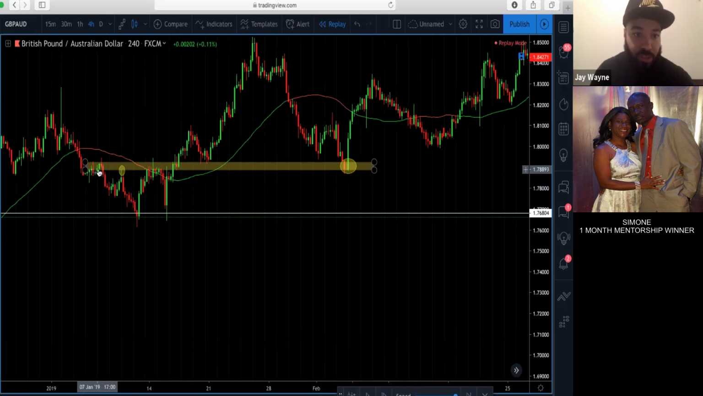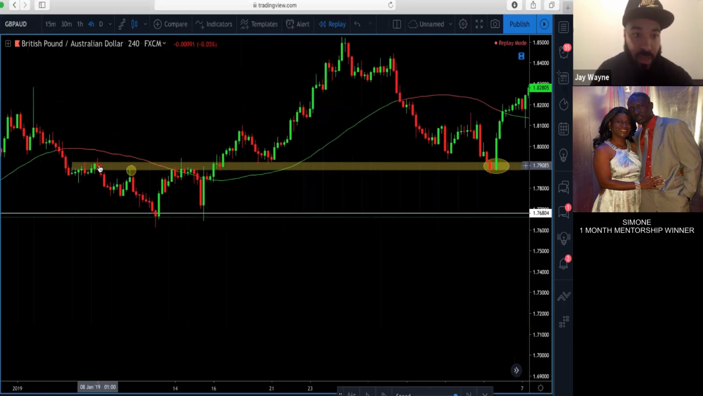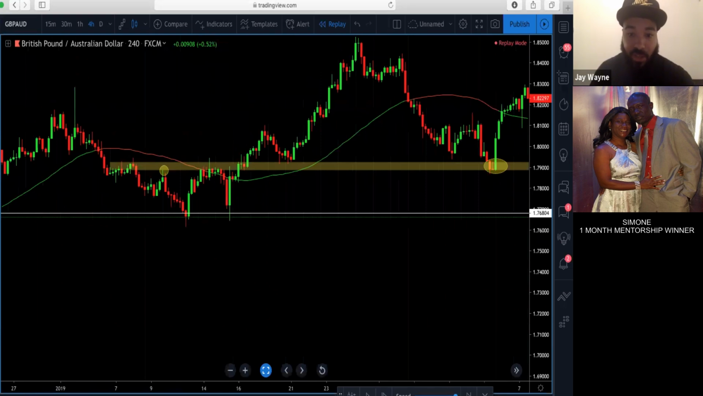Because of the structure here. All it did was drop past. It made a lower low from this base. Let me zoom in. It made a lower low from this base. Dropped. Oh, you missed it? Don't worry. Wait for the pullback right into this base, and get ready. Now you can get saucy.